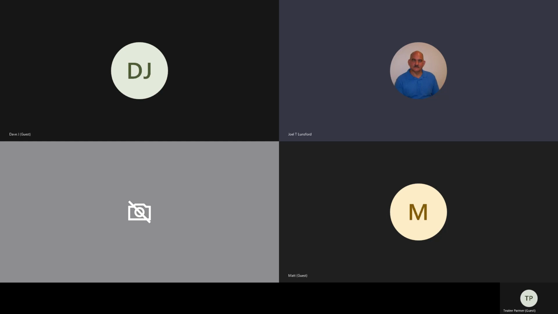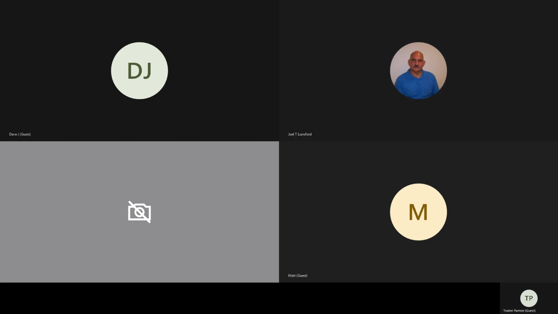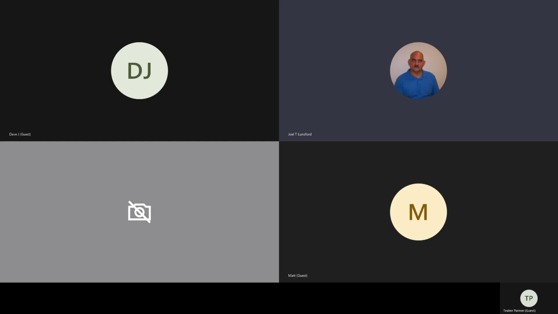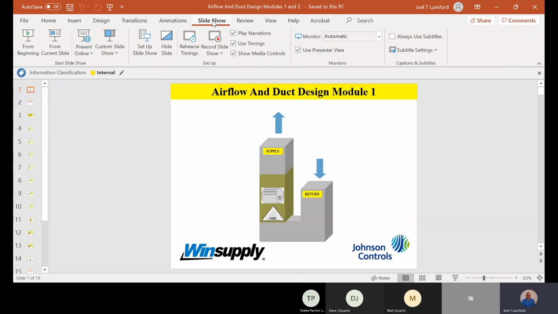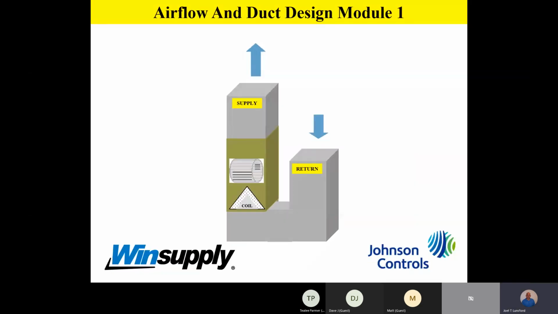Airflow and duct design, and specifically, we're going to be breaking this down into modules. Those modules will be airflow and duct design module 1 and 2 today, and then we'll be doing module number 3 and 4 at a later date. So let's go ahead and pull up our PowerPoint and we'll get started. Jill, I'll let you be the monitor again to make sure you can see the PowerPoint okay. Yep, everything looks great.